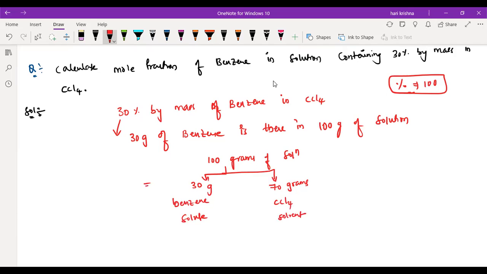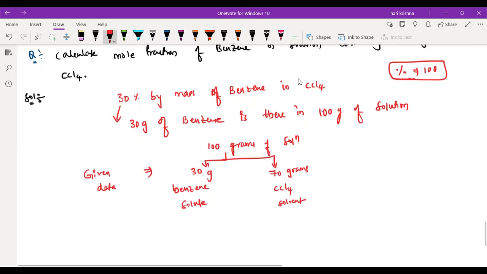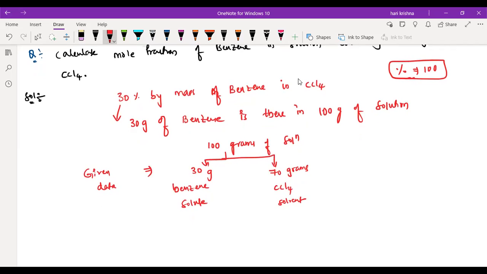Now, what is the given thing here? That is all our given data. So the given data of benzene, how much? 30 grams. And the given data of CCl4, how much? 70 grams. Now, what is the formula for benzene?